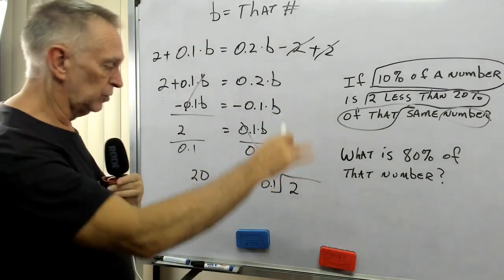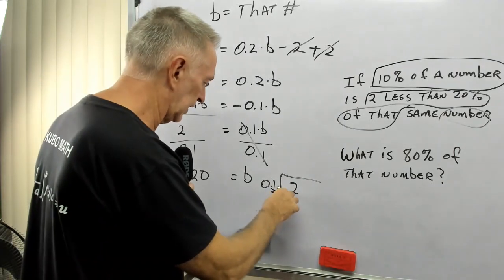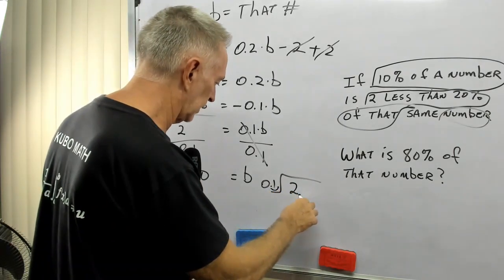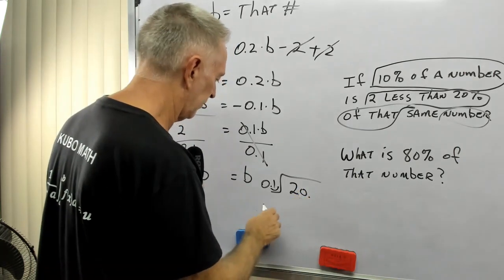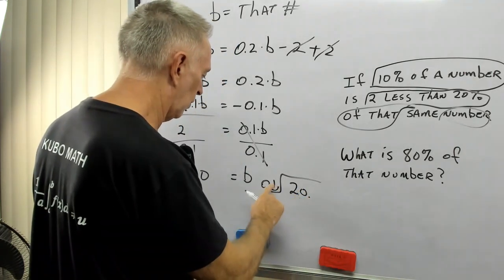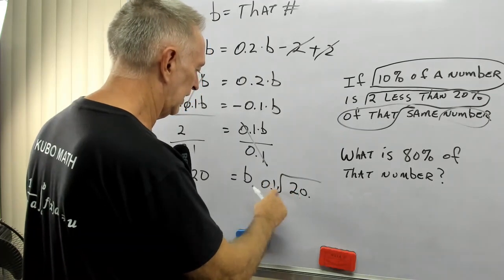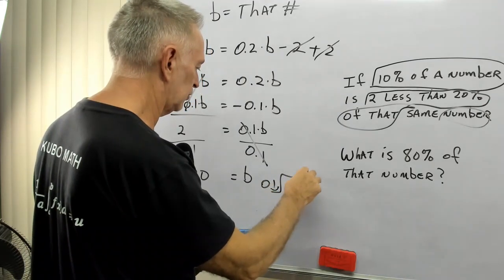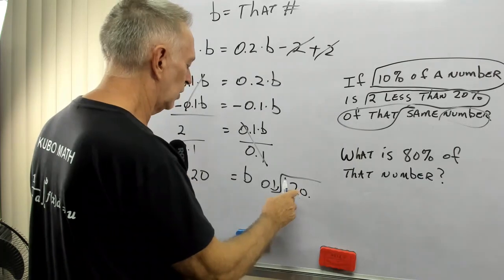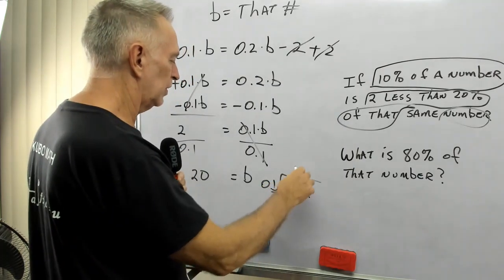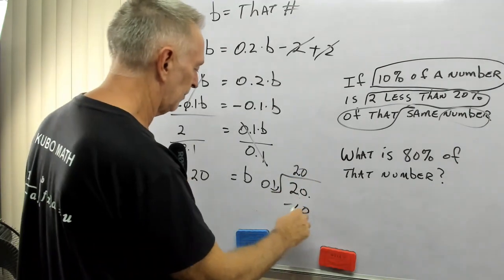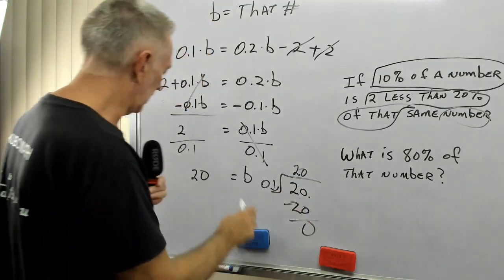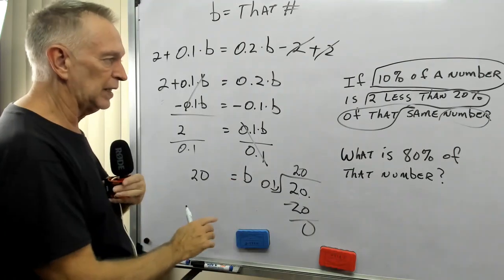What do we do with that? We move the decimal point 1 spot, so now it's here. So I need to move it there. So now I have 20 divided by 1. Well, that's 20, right? So what number times 1 gives me 20? Well, it's 20. 20 times 1 is 20, and that works out. All right, so 20 equals B.